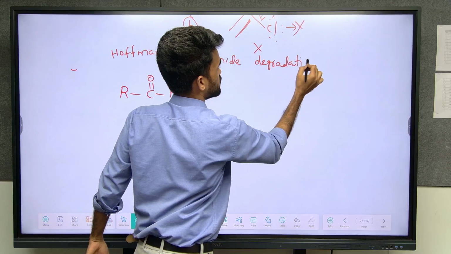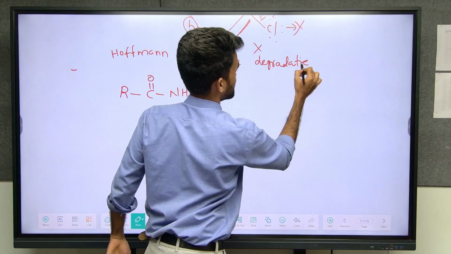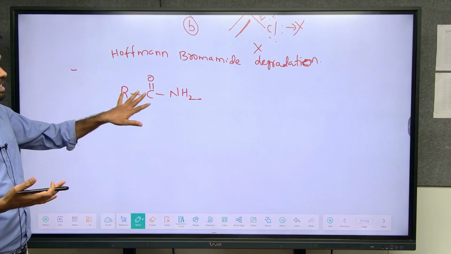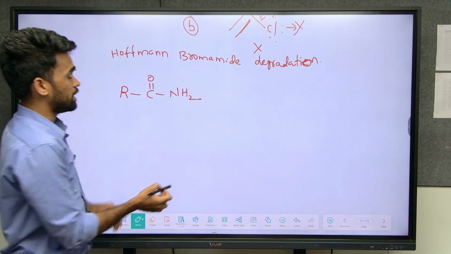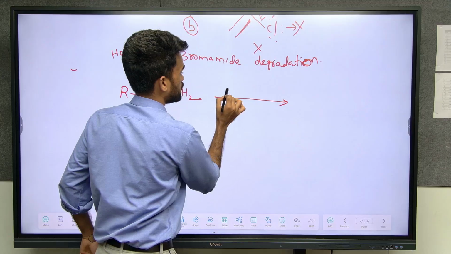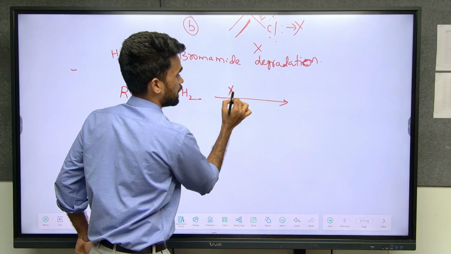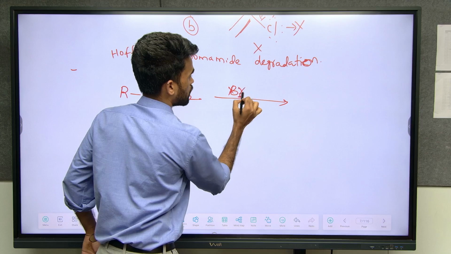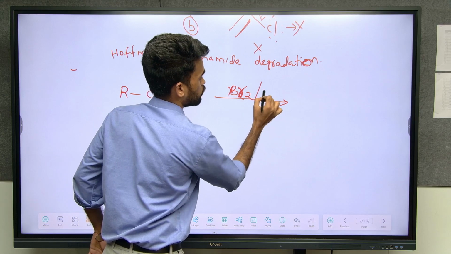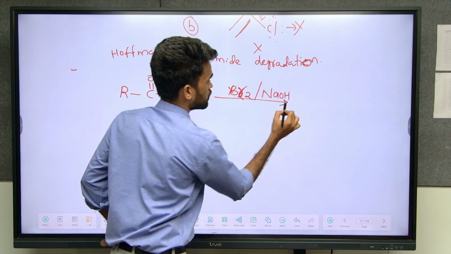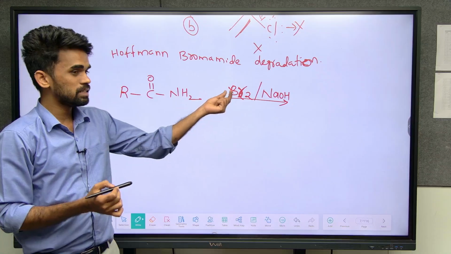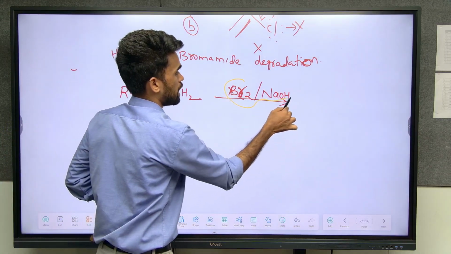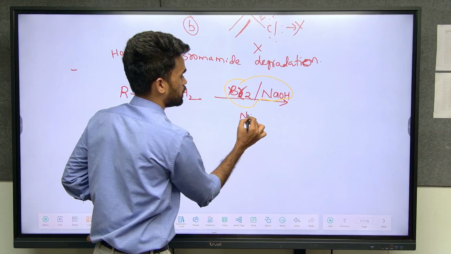The name is only this big, but the reaction is very easy. Degradation. Okay, this is an amide. You just treat the amide with halogens, like Br2, NaOH. What is the condition? Amides with Br2 and NaOH. This mixture can also be indicated as NaOBr.